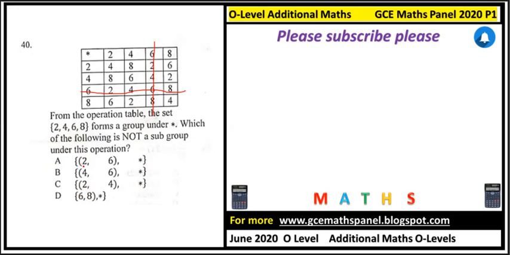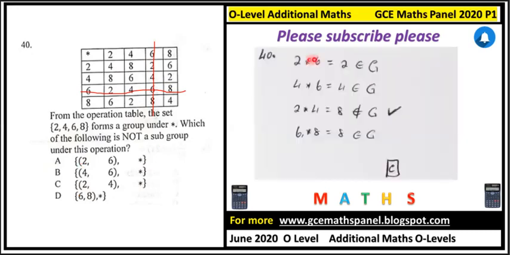So let us see. Here we have the first group, 2 star 6 is equal to 2. So this answer is in this first subgroup. Then 4 star 6 is equal to 4. The element is also in this second subgroup. The third subgroup, we have 2 star 4. What is 2 star 4 here? 2 star 4 is equal to 8. The element is not in this group. Therefore, this group cannot be a subgroup because the identity element is not there, and in fact, the result of the operation is not found in this set. So it cannot be a subgroup. And the last one equally is there. So the wrong one here is C.